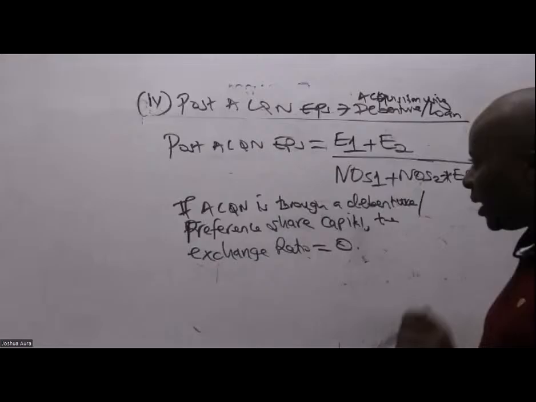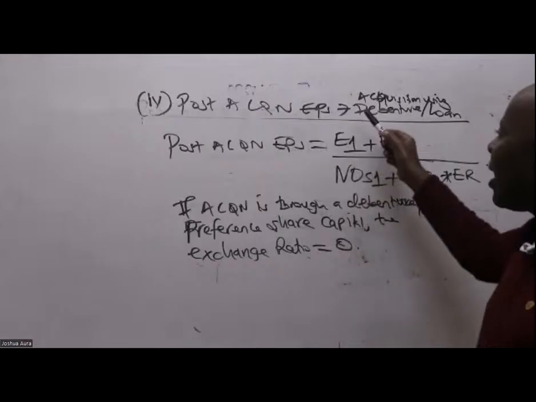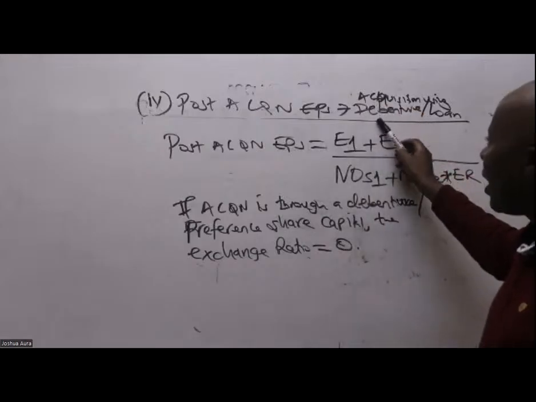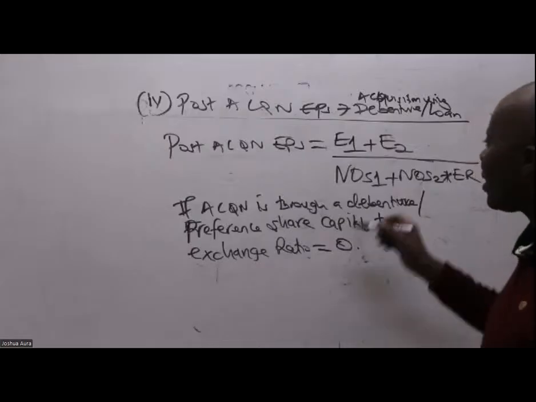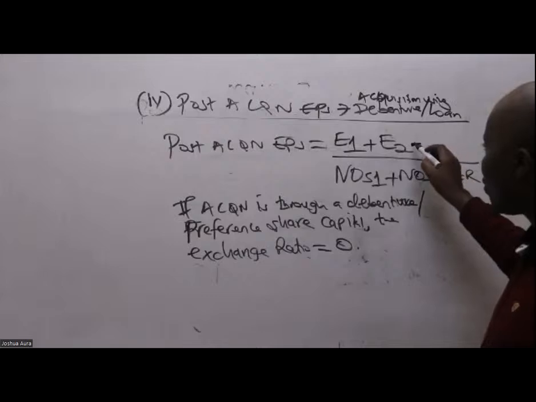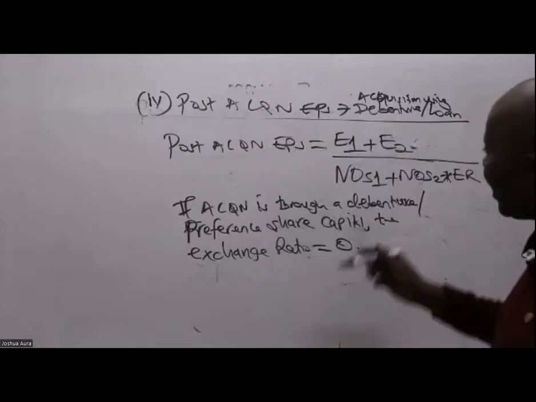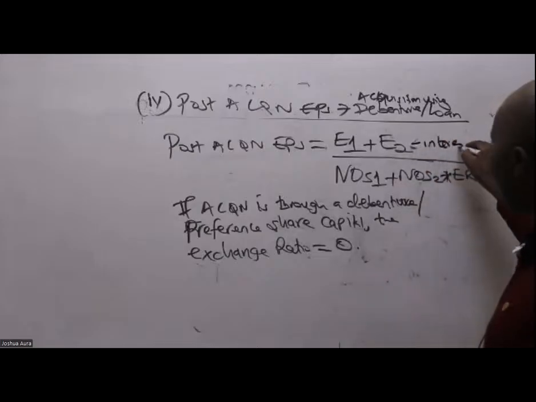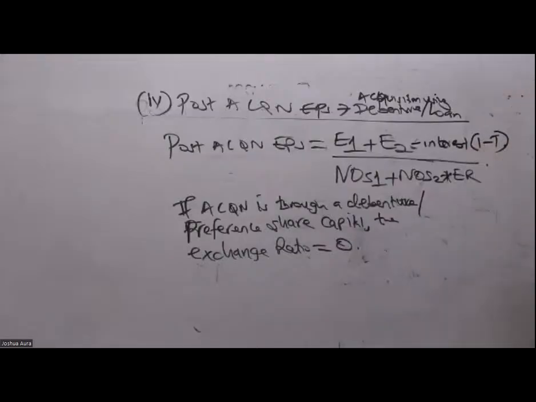Now, ladies and gentlemen, please listen to me very well. When we acquire a target company using a loan, we're going to introduce a very important expense. This expense is called interest, which will reduce this. So minus interest, very important. If it's a debenture, minus interest, and of course this interest must be after tax, because interest is a tax allowable expenditure.